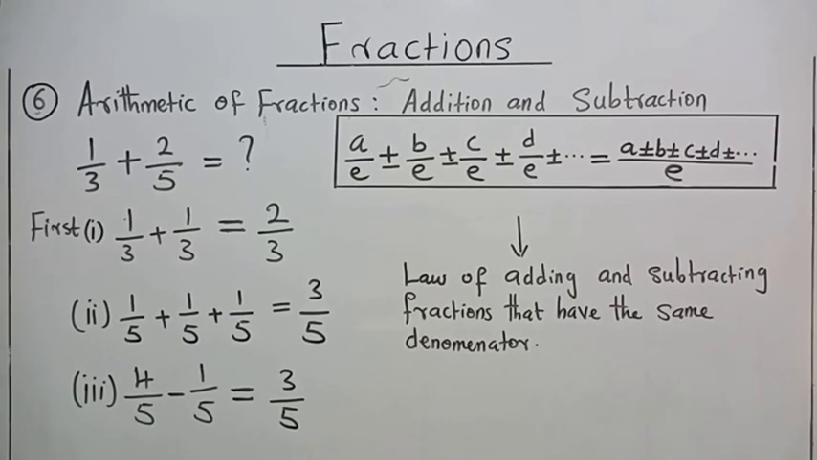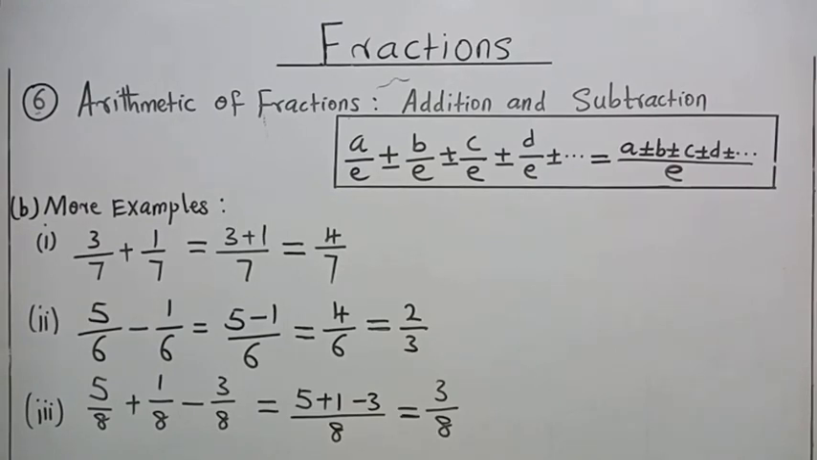Now, let us see more examples of adding and subtracting fractions that possess the same denominator. And now, the examples are here. The first one says 3 over 7 plus 1 over 7. Notice that they have the same denominator. So what law do we apply? The law states that we just have to add the numerators and then use the sum of the numerators as the numerator of the new fraction that will result from the addition.